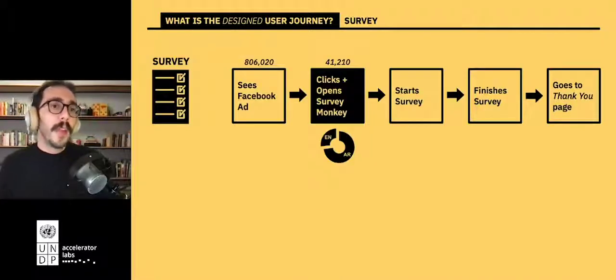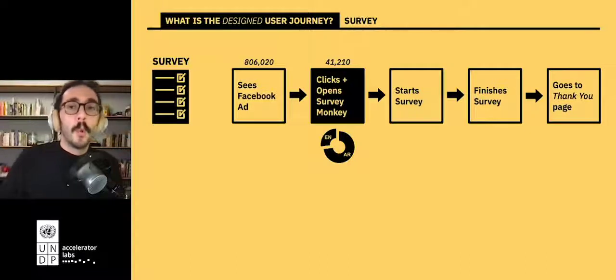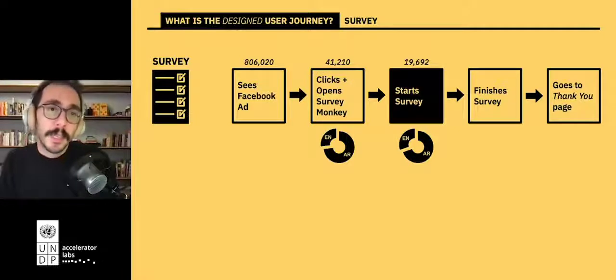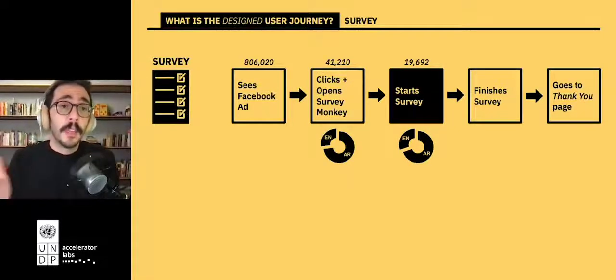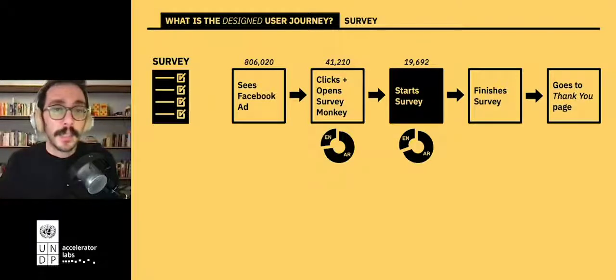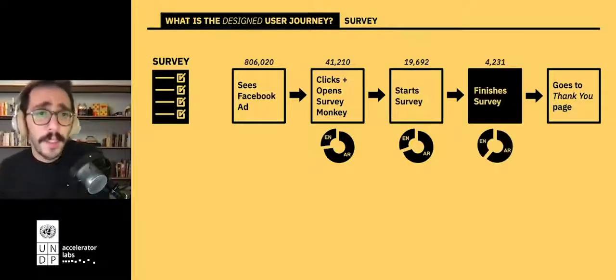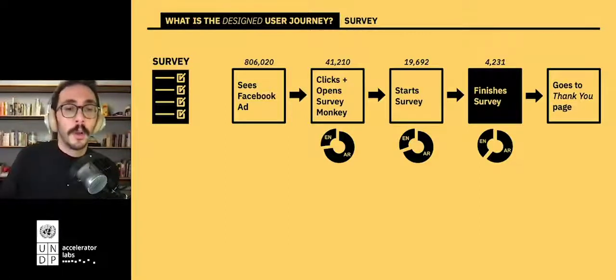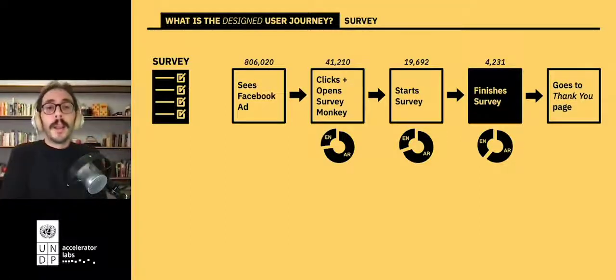So out of the 41,210, you can see about 73 or 74% of them were in response to the Arabic ads. And out of those, 19,692 actually started the survey, and the division between English and Arabic is still consistent here. Out of the 19,692, 4,231 of them actually went on to finish the entire survey. So this was a 20-minute long survey, so this is a good number. But the numbers that we see here don't really tell the whole story.